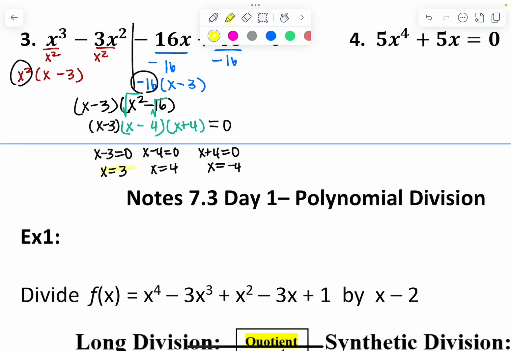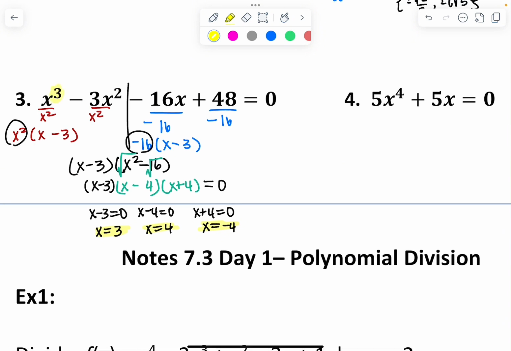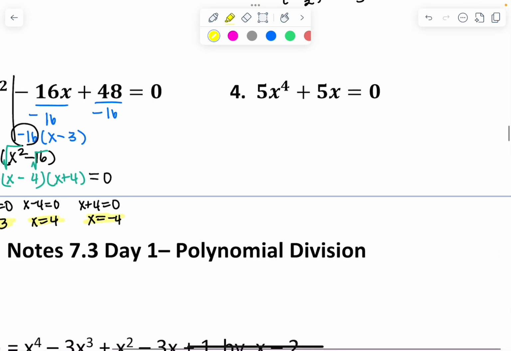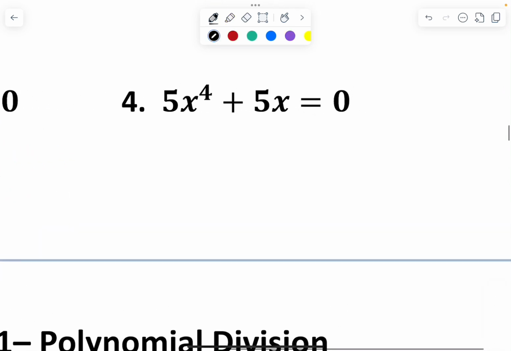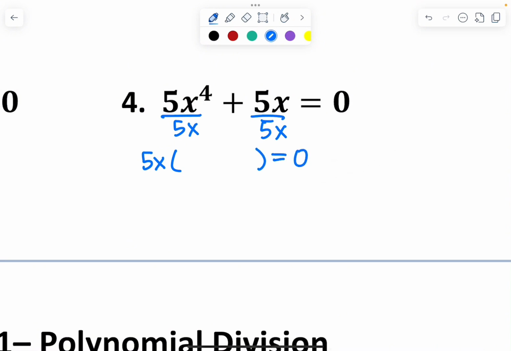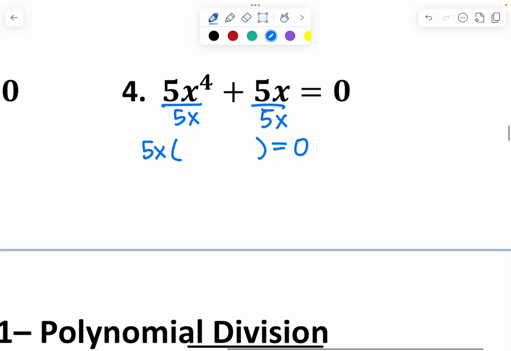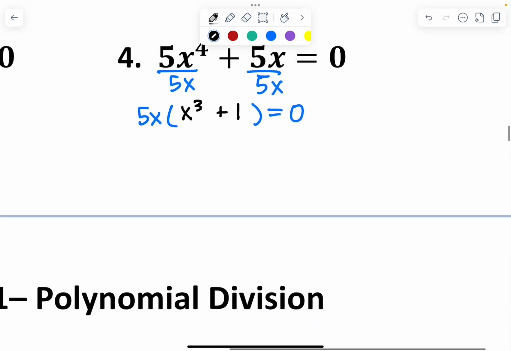And so we end up with 3 solutions here, which we should have gotten because this is a degree 3 polynomial. So 3 solutions. For this last one, I see a GCF right off the bat. We can divide both of these by 5, and then they also both have an x. And so 5x would be one of our factors, and we don't want to ignore that because there was a variable. Everywhere you have an x, you're going to have a solution, so we don't want to ignore that 5x. And then inside the parentheses, we're left with just x cubed, and then 5x over 5x is 1.